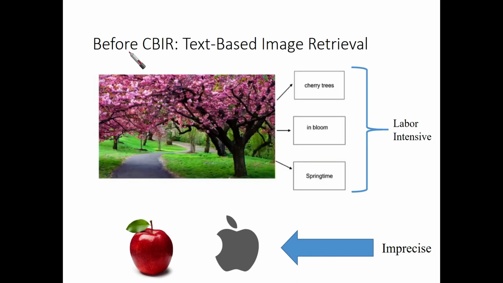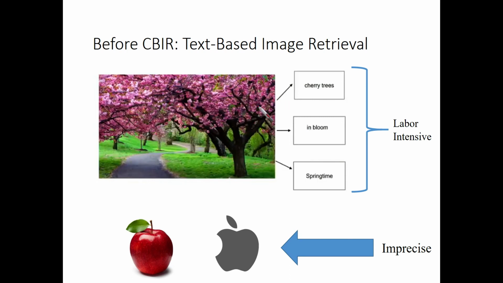Before content-based image retrieval, it was all about text-based image retrieval. Of course, we still use text-based image retrieval. It is still the very dominant and prominent approach for search engines, and text-based searching still has a huge market share. We can understand that from the profits of Google and companies like that.